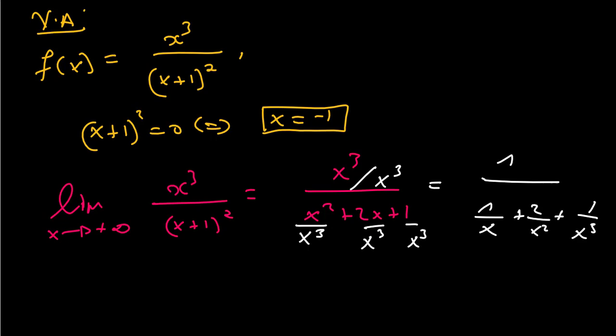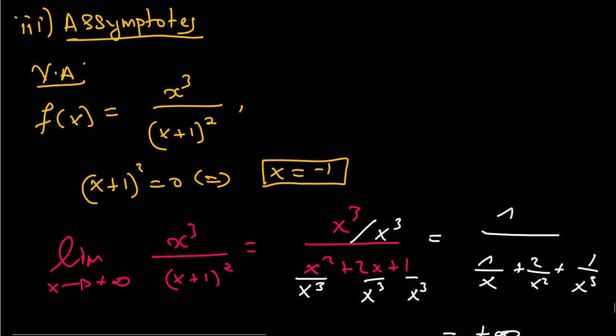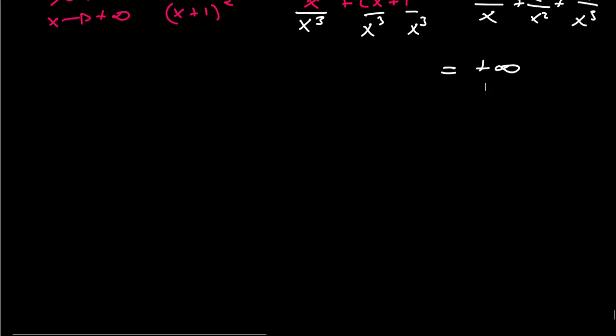So we see that everything in the denominator approaches 0, because as x becomes so large, 1 on x goes to 0, 2 on x squared goes to 0, 1 on x cubed goes to 0, and so this goes to 0 from above. And so what we get here is the limit is positive infinity. Likewise for negative infinity we are going to have negative infinity, and so we have no horizontal asymptote. Now let's verify the case of the oblique or slant asymptote.